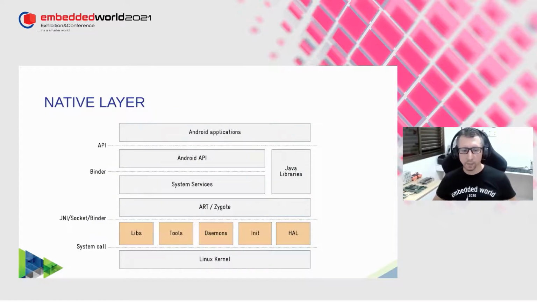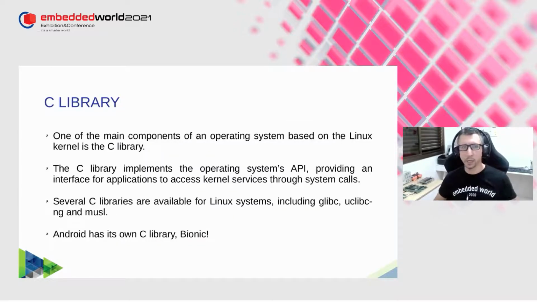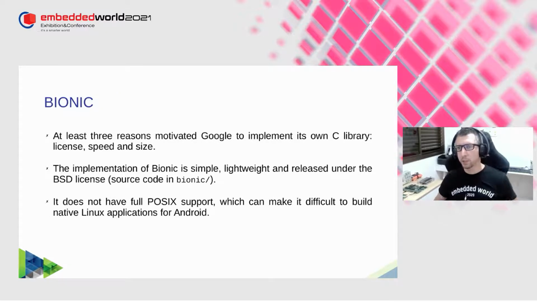Going up, we have the native layer in Android. I'm going to talk a little bit about it. So start with the libraries, right? Android doesn't use any library that we are used to in an embedded Linux system, for example, glibc or uclibc or musl. No, we have a specific C library in Android called Bionic. I guess they decided to implement this library that, as far as I remember, was based on a BSD library, for a few reasons, like license, they really don't like GPL, speed and size.